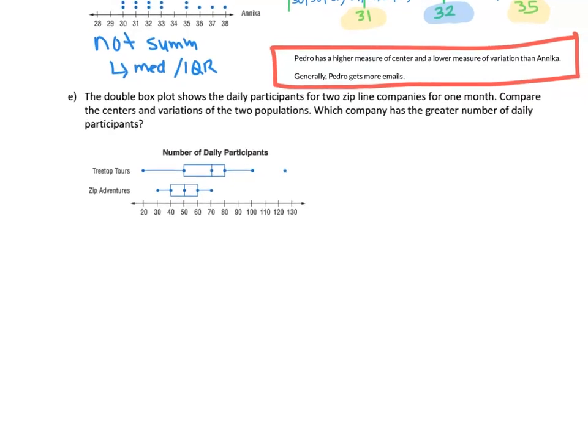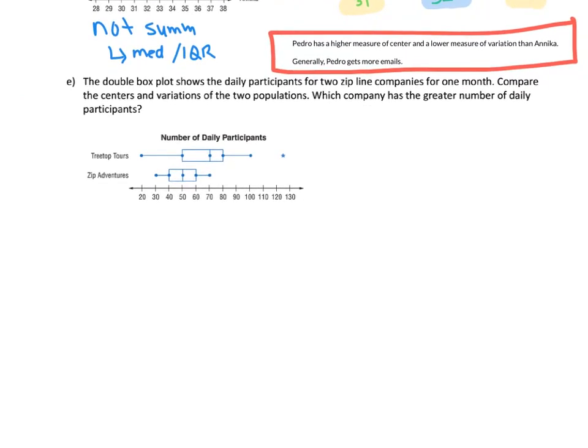Letter E. The double box plot shows the daily participants for two zipline companies for 1 month. Compare the centers and variations of the two populations. Which company has the greater number of daily participants? So this one doesn't want an inference. It's asking you a straight up question. Okay, so let's keep that in mind.